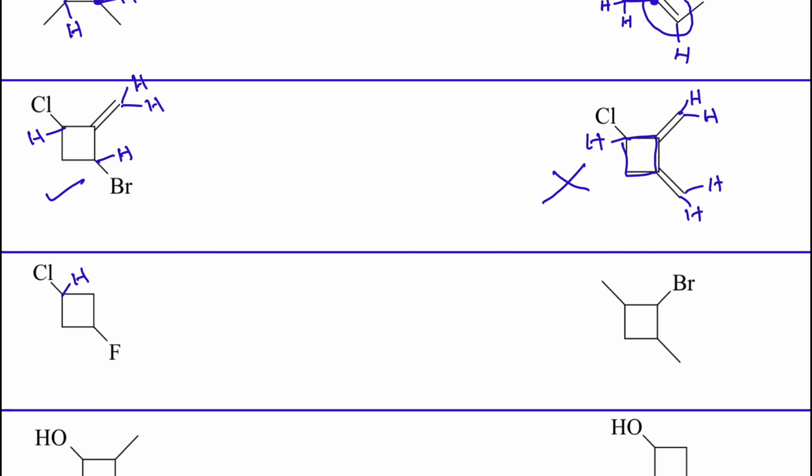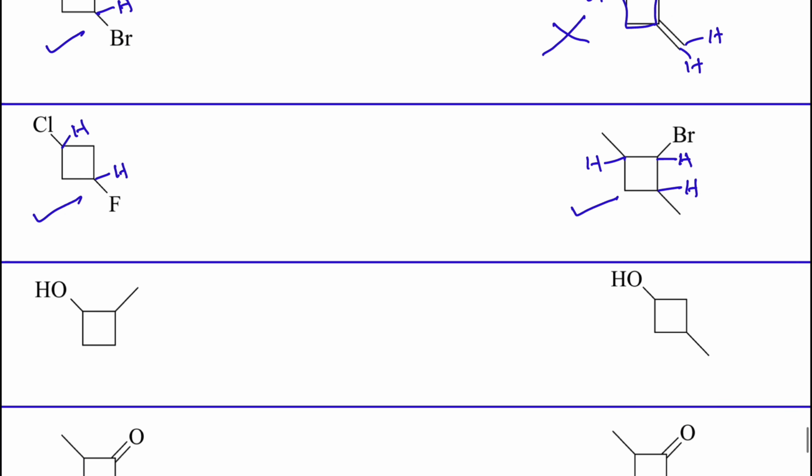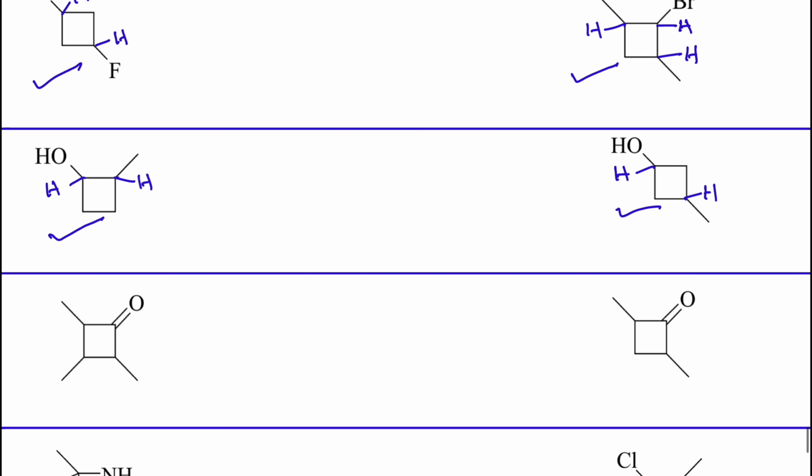Chlorine and hydrogen, sp3 atoms, so two atoms are satisfying the condition. It shows geometrical isomerism. Methyl and hydrogen, bromine and hydrogen, methyl and hydrogen, three atoms are satisfying the condition. Geometrical isomerism is possible. OH and hydrogen, methyl and hydrogen, it shows geometrical isomerism. OH and hydrogen, methyl and hydrogen, it also shows geometrical isomerism.